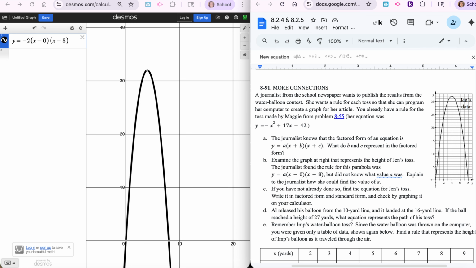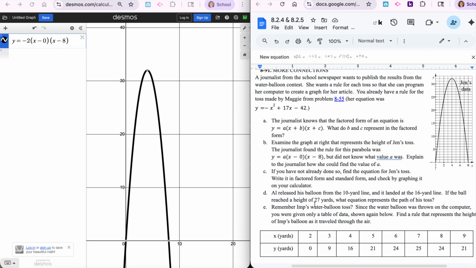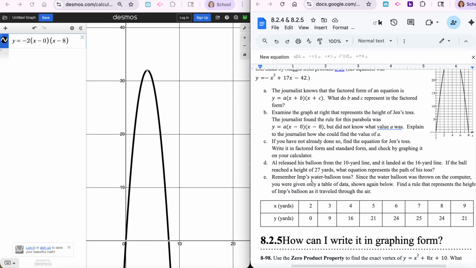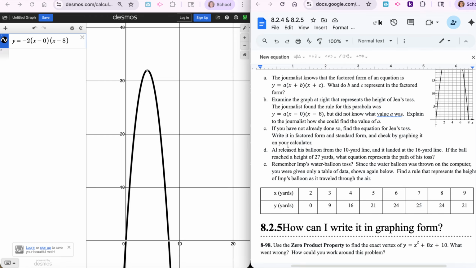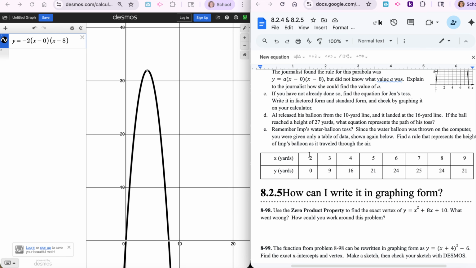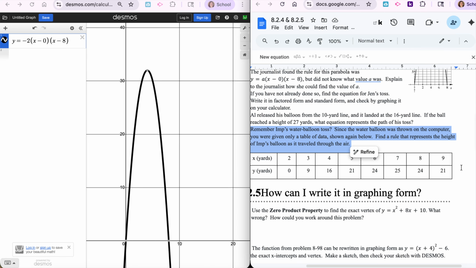Moving on to C, it asks us to actually write the equation, which is what I just did. Part D wants us to create the equation that represents his toss. And then part E wants us to represent the equation for Imp's toss. So I want you to create those two equations on your own. Keep in mind that for Imp's water balloon toss, we only had the table, so it might not be a bad idea to plot some of those points. Notice our table doesn't include the other end of the parabola, but maybe your previous graph, the one that we did in class, would include the other end, our other x-intercept, to help you create that graph. When you're done, you can check your work against my answers.